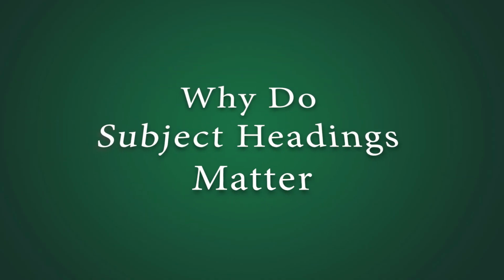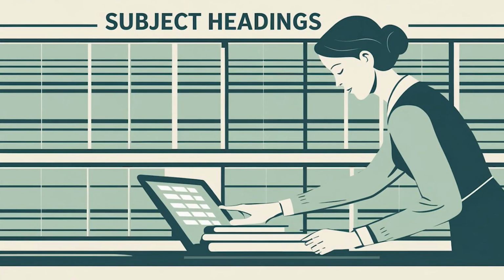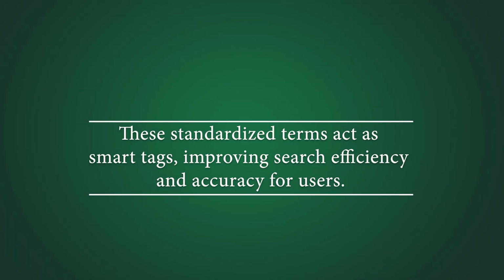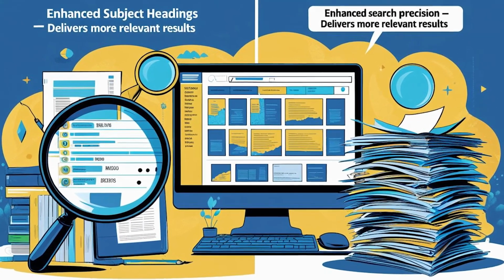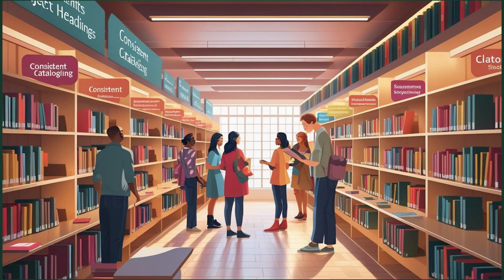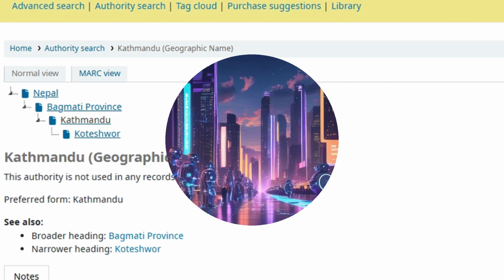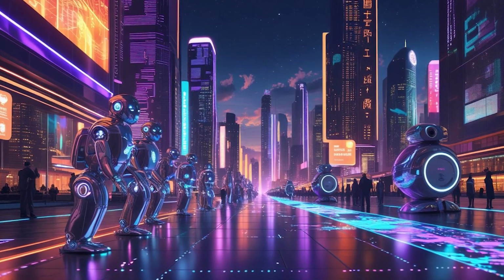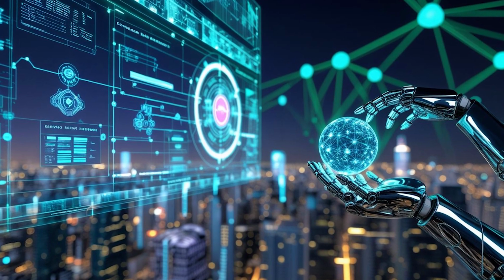First, why do subject headings matter? Before diving into Koha, let's explore the role of subject headings. These standardized terms act as smart tags, improving search efficiency and accuracy for users. Enhanced search precision, improved discoverability, consistent cataloging, semantic relationships like broader or narrower concepts, and future-proof organization that can adapt to emerging fields such as AI and biotechnology.